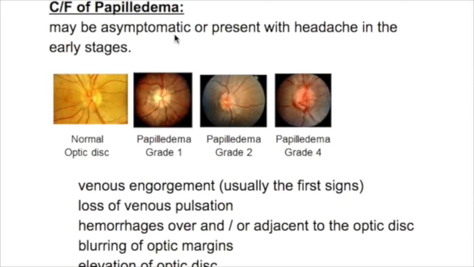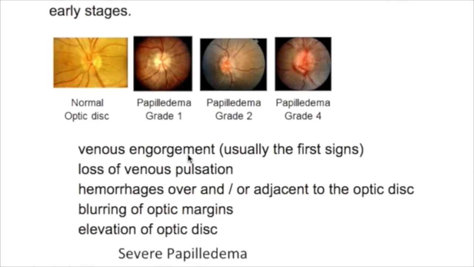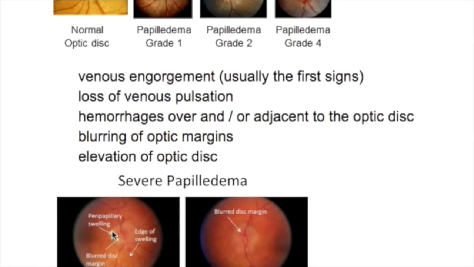What are the clinical features and examination findings of papilledema? It may be asymptomatic or present with headache in the early stages. Venous engorgement is usually the first sign, with loss of venous pulsation, hemorrhages, blurring of the optic disc margins, and elevation of the optic disc.